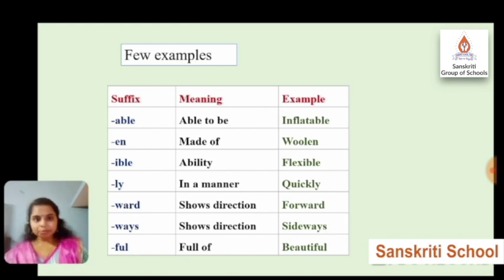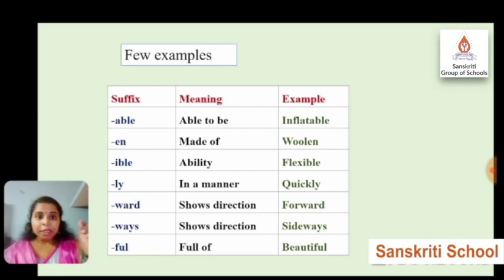Able. If you are adding it at the end of a word, it means able to be. So inflatable means if you have a balloon or a ball, say for example, in your hand, and you can actually blow and make it big, it is called inflatable. It is able to be inflated, to make it big. Made of, you can use en. Woolen, the cloth is woolen, which means that it is made of wool.